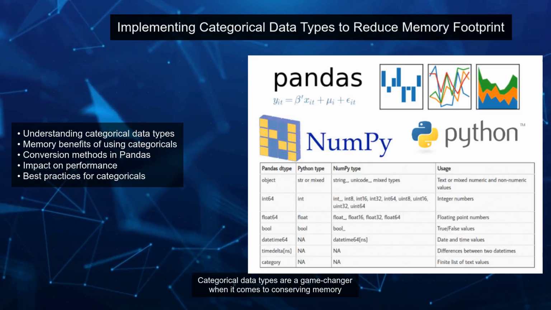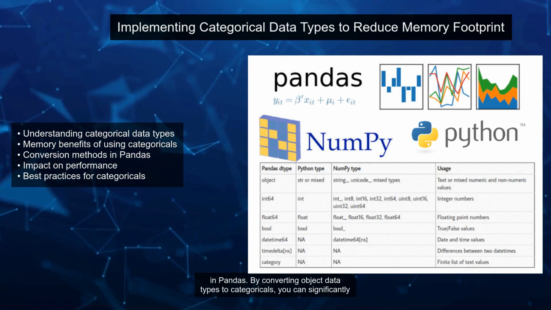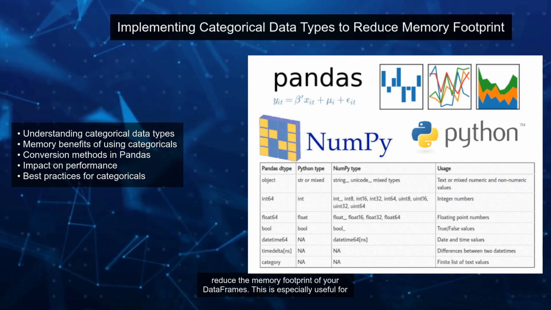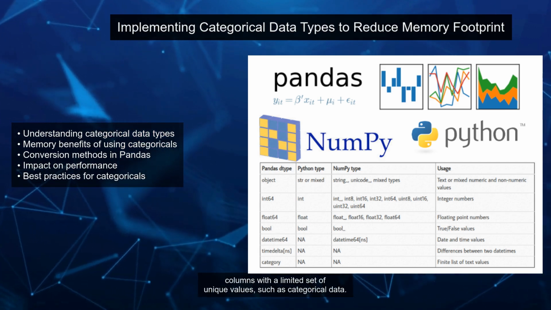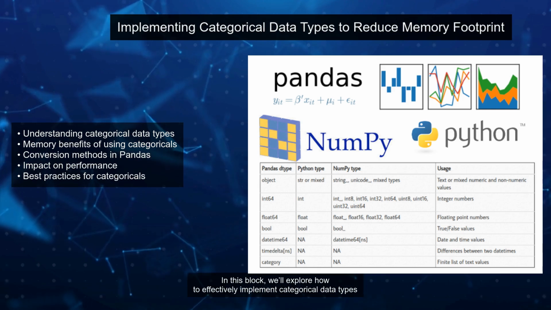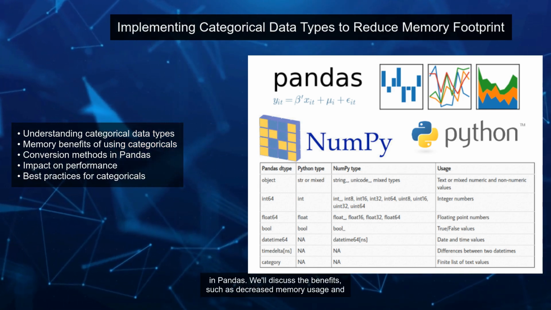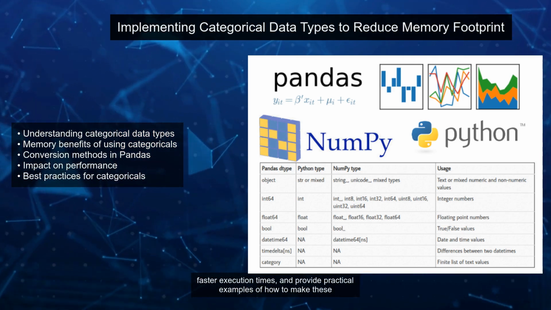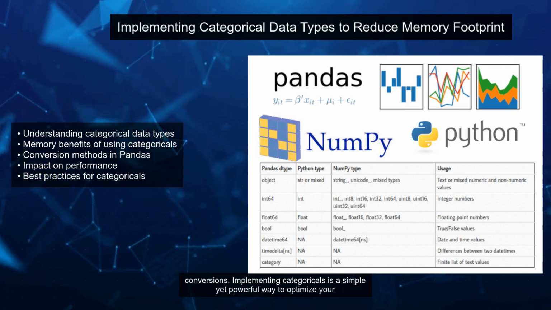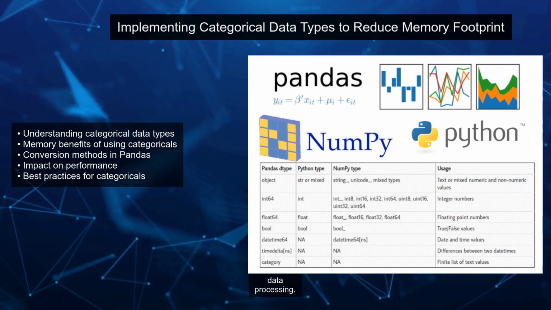Categorical data types are a game changer when it comes to conserving memory in Pandas. By converting object data types to categoricals, you can significantly reduce the memory footprint of your data frames. This is especially useful for columns with a limited set of unique values, such as categorical data. In this block, we'll explore how to effectively implement categorical data types in Pandas. We'll discuss the benefits, such as decreased memory usage and faster execution times, and provide practical examples of how to make these conversions. Implementing categoricals is a simple yet powerful way to optimize your data processing.